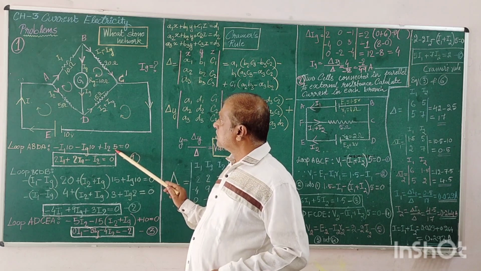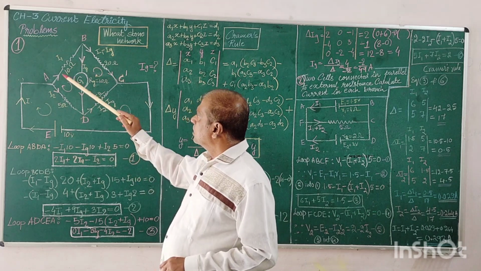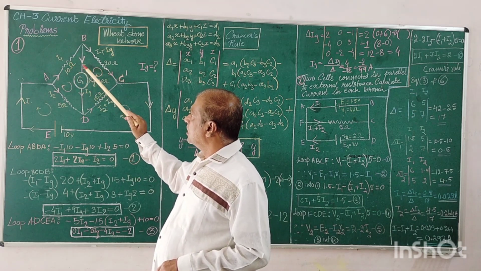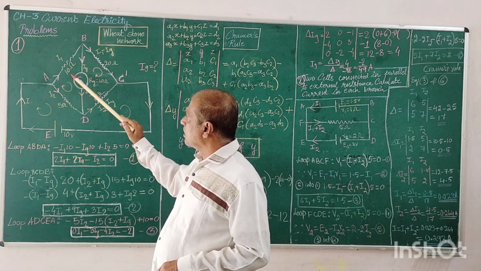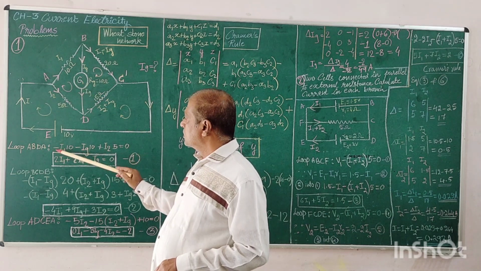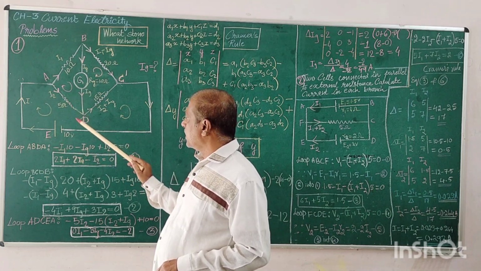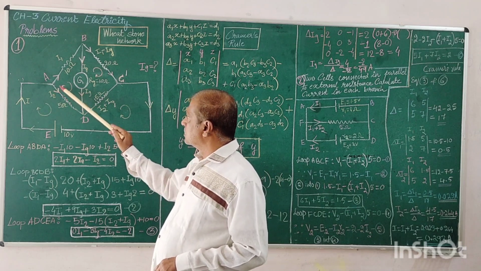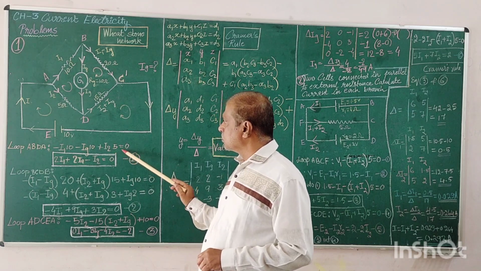And the summation involves the sign change. The sign change for this is minus and for this is minus, because the direction of the loop current is clockwise and it is in the same direction. So this will take minus, this will take minus, and this will take plus because the direction is opposite to the loop current. The summation equals 0, that is the voltage second law.